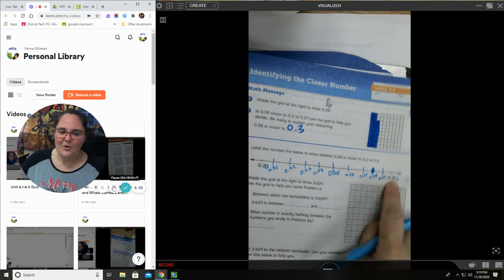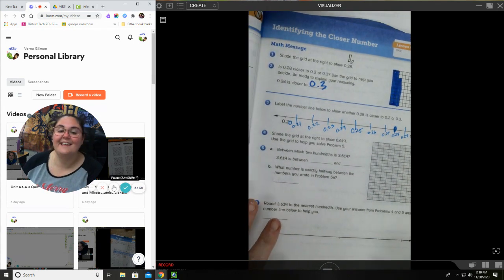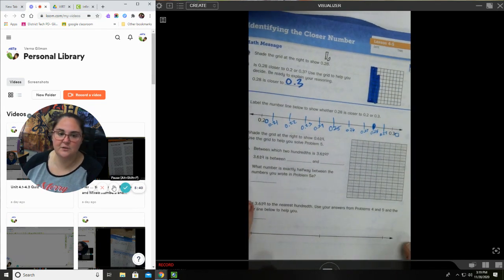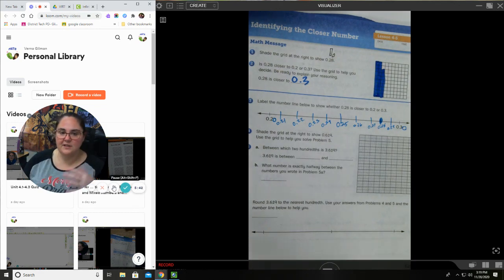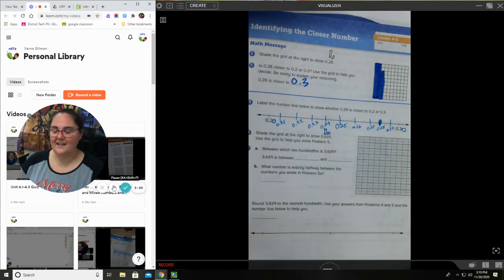That's how you do it. We're going to do a couple more to practice. So this time, it is also in thousandths. The first thing it says to do is shade the grid to the right to show thousandths. So 0.619. All right, ready to get that shading going?